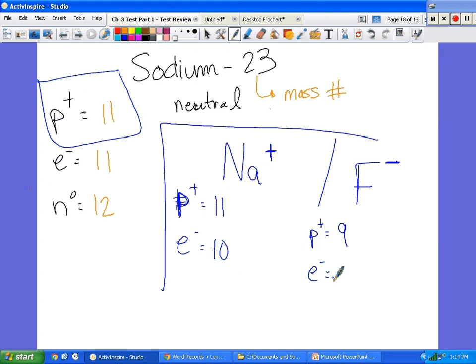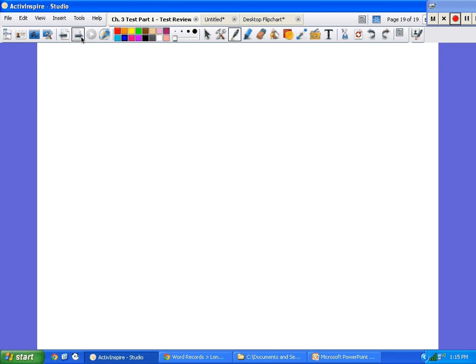Know how to determine the charge of an atom based on the number of electrons. Okay. So what if I told you that I had an iron atom with a 3 plus charge? This is the question. You have an iron atom with a 3 plus charge, and we can look for 2 things. We can look for number of protons, and we can look for number of electrons.